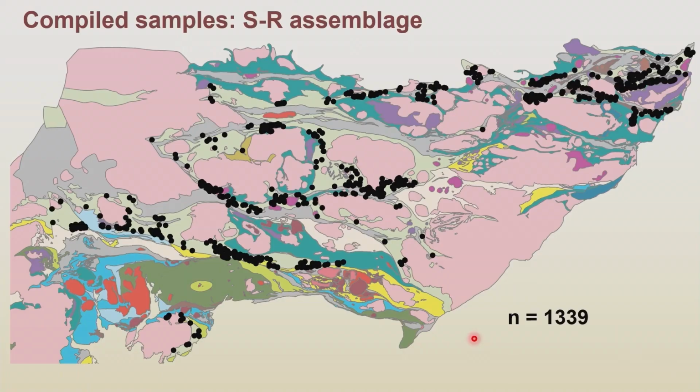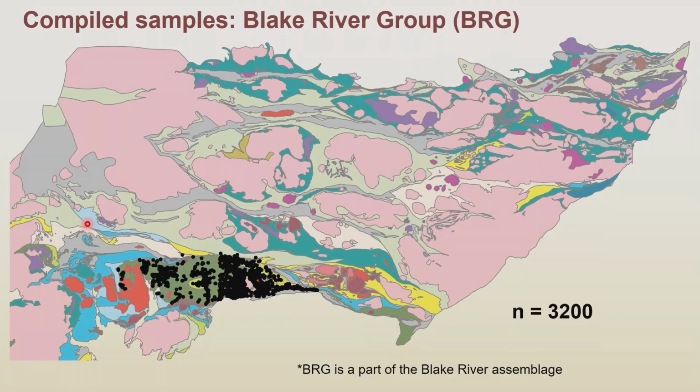These are the samples that we have compiled for the Stoughton-Roquemaure. We have over 1,000 samples. The Stoughton-Roquemaure is represented here by this pale green. Then for the Blake River, we represent it only with the Blake River group. As you can observe here, we have almost double the number of samples.